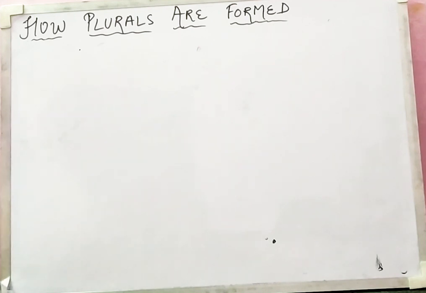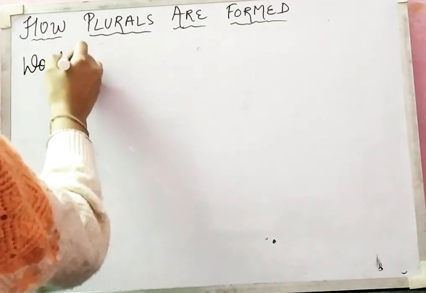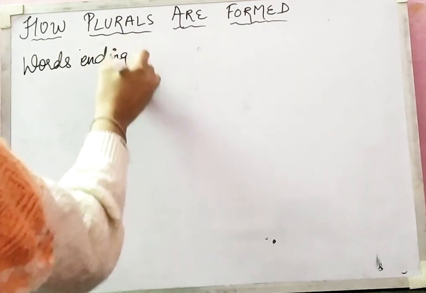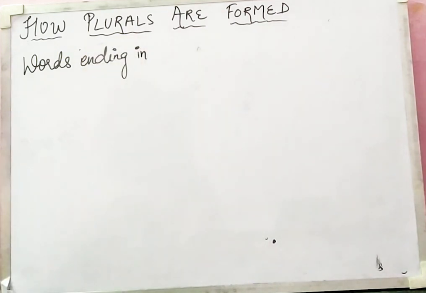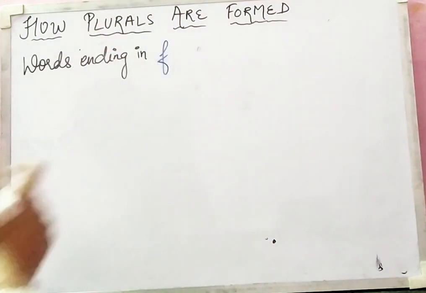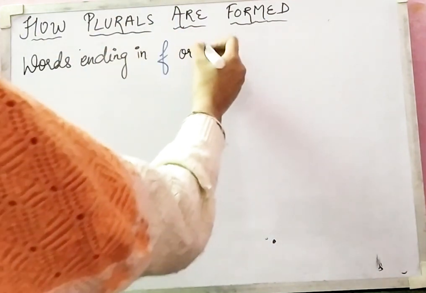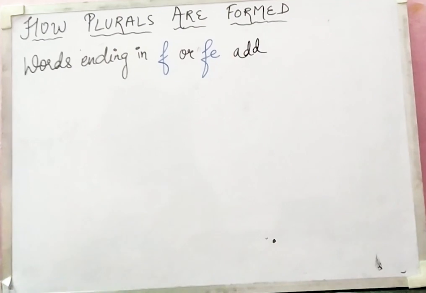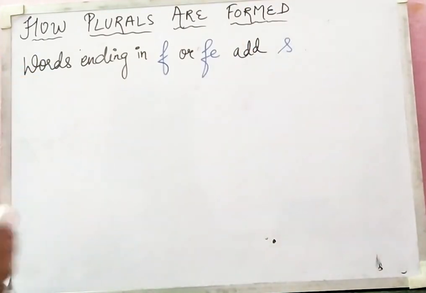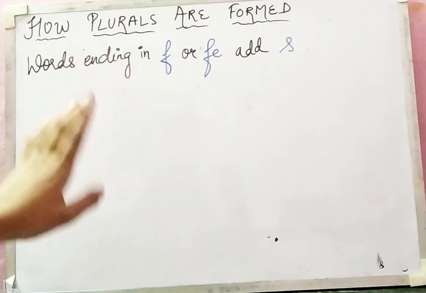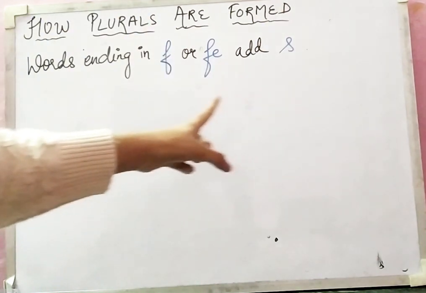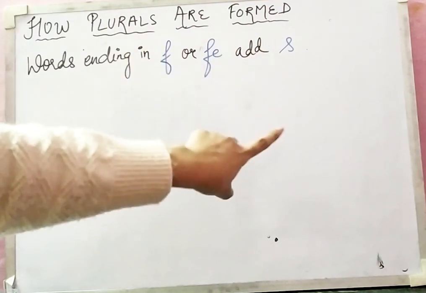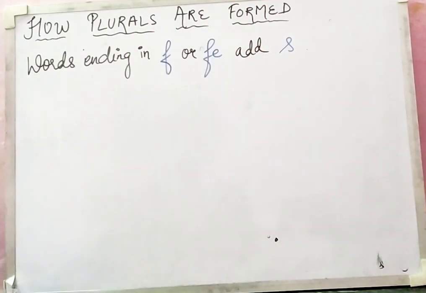In this, like other words ending in f or fe, add s. Means words ending in f or fe, add s to make it plural. To make it plural, we have to add s, but we have to add s in the words that end with f or fe.